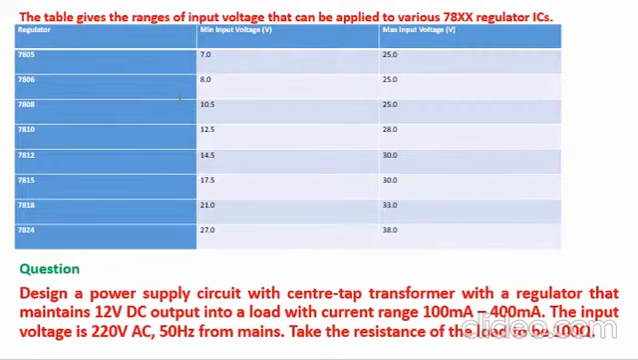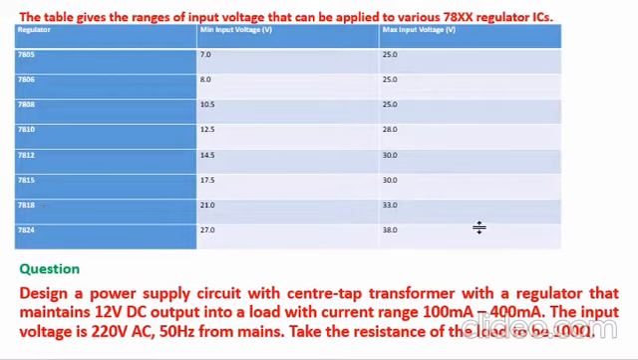7809 will take from 10.5 to 25 also. Then we have 7810, this is the range of the voltage. 7812, that's for 12 volt, this is the range from 14.5 to this. And 7815, that is for 15 volt, it can take a minimum of 17.5 to 30, and then 18 also, and the last one 30. So wherever you want to use any design, you have to remember these ranges, the minimum and the maximum.